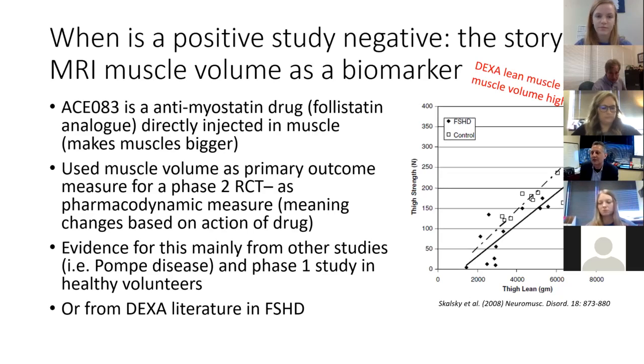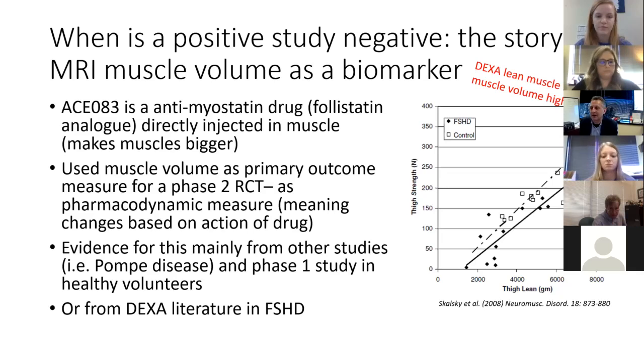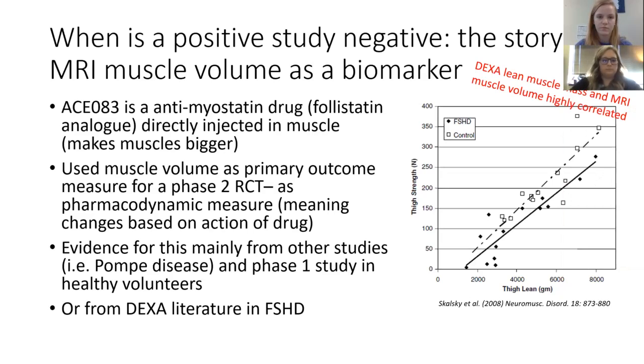So ACE-83 was the drug. It's an anti-myostatin drug. Myostatin is something that halts muscle regeneration and growth in our bodies. It's a natural homeostatic mechanism for us because our muscles are always being damaged and having to regrow. And so there needs to be checks and balances. And so the thought is, in a muscle disease, blocking that pathway could let the muscle grow, and this might lead to increases in strength.